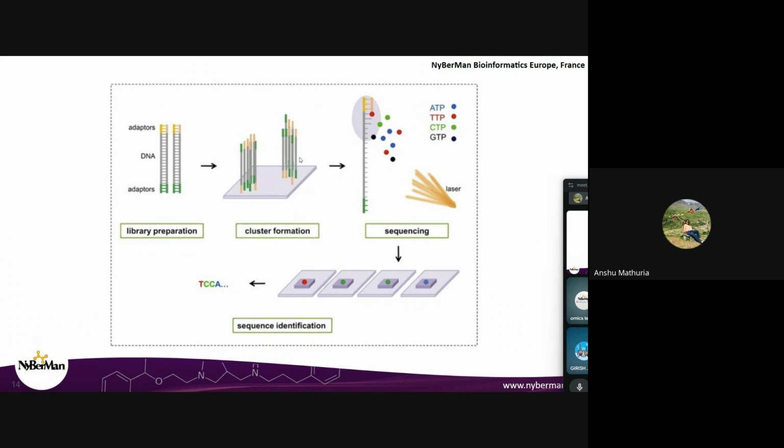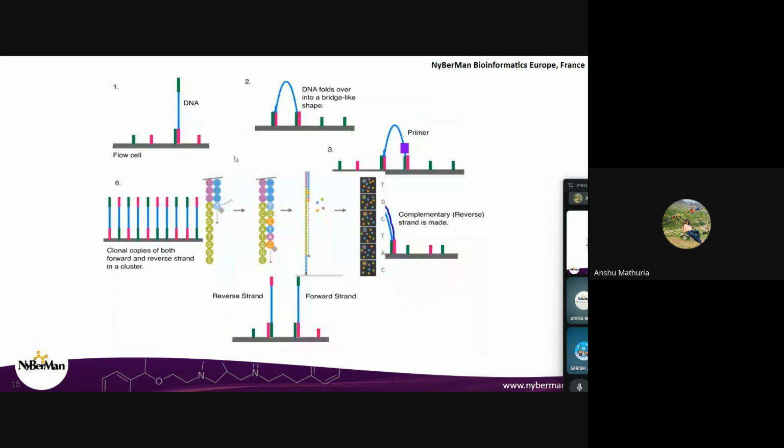Then you do cluster formation. So what is this cluster formation? You have a flow cell. You will have a small chip-like structure, like a small glass slide. You guys have seen glass slides, right?